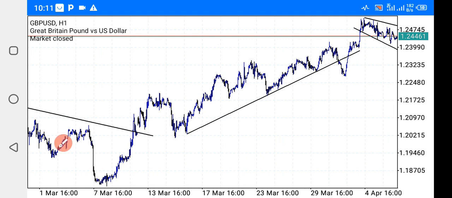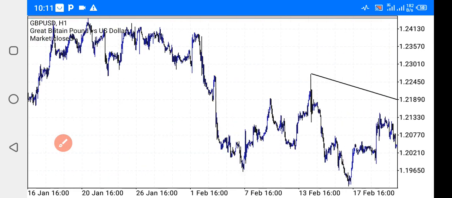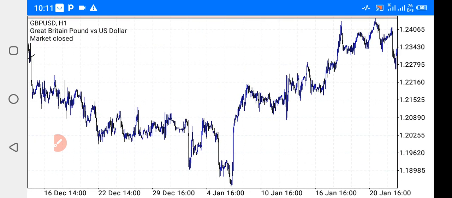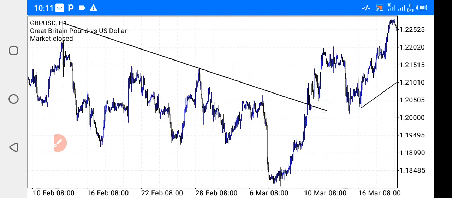So that's it for trend lines. There are three types of trend line. We have the uptrend, we have the downtrend, and we have the consolidation market.